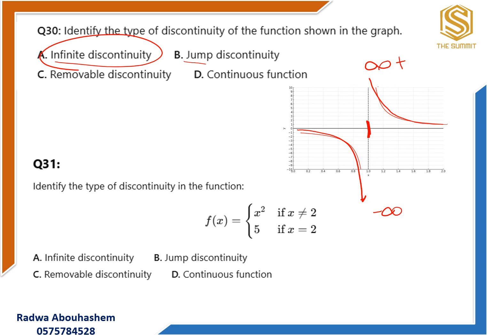Identify the type of discontinuity in the first function. Here, he's telling you there's a function f of x equals x power 2 when x does not equal 2, and it's 5 when x equals 2. Now, it's sometimes equal and sometimes not equal. This means that you have an open circle and a closed circle. So this means it's a removable discontinuity.